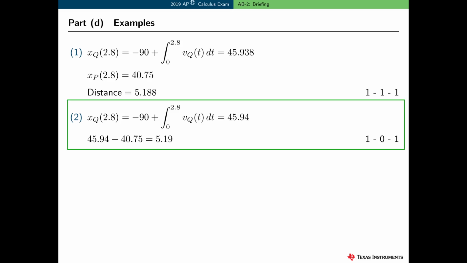In example 2, the definite integral is presented, but there is a decimal presentation error. The student earns the first point, but does not earn the second point. They have explicitly shown the subtraction and done this correctly, so this earns the third point.